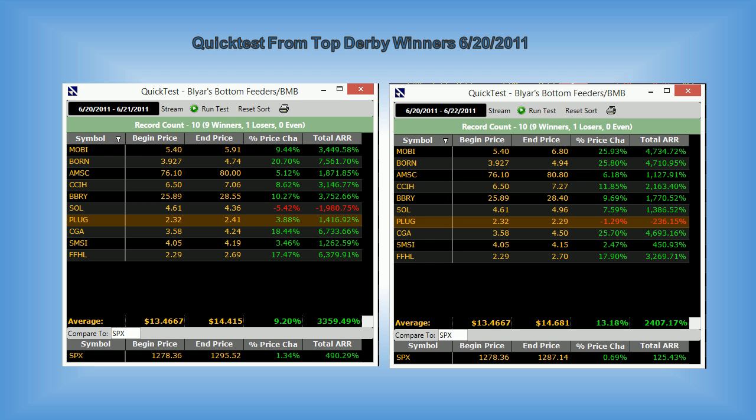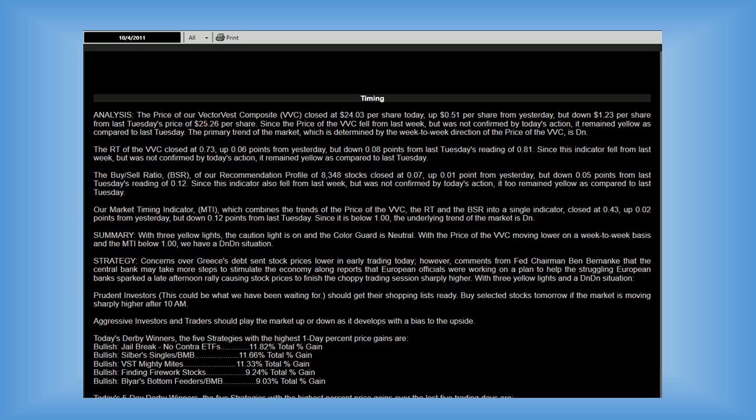And finally, Blyer's bottom feeders. And in Blyer's bottom feeders, again, on the first day, over 9%, bumping up to 13%. Had we held on, of course, being sure we put in those tight trailing stops or stop criteria on these stocks. October 4th of 2011, same situation with the MTI and buy-sell ratio violating those levels.